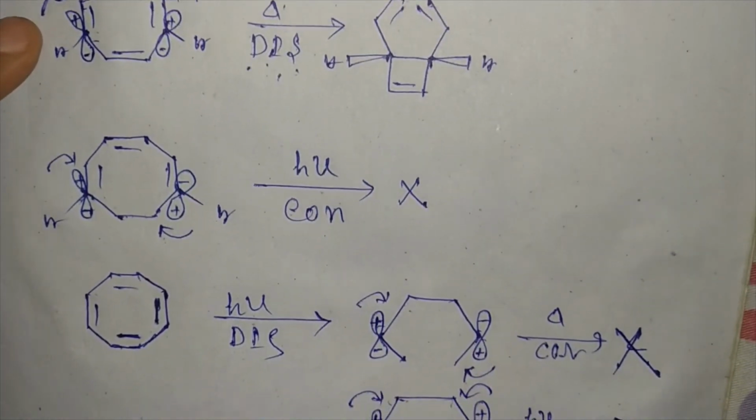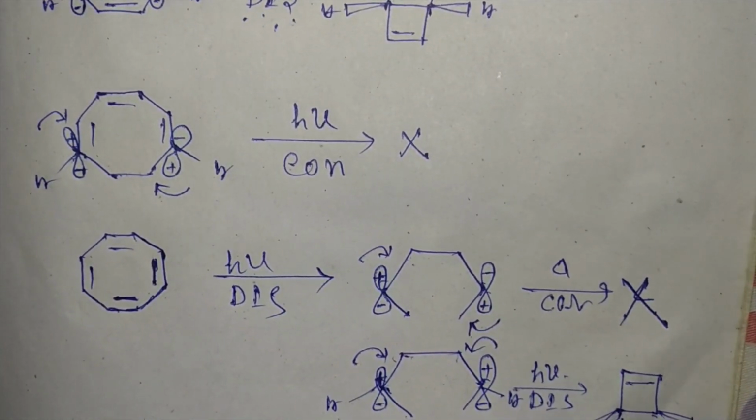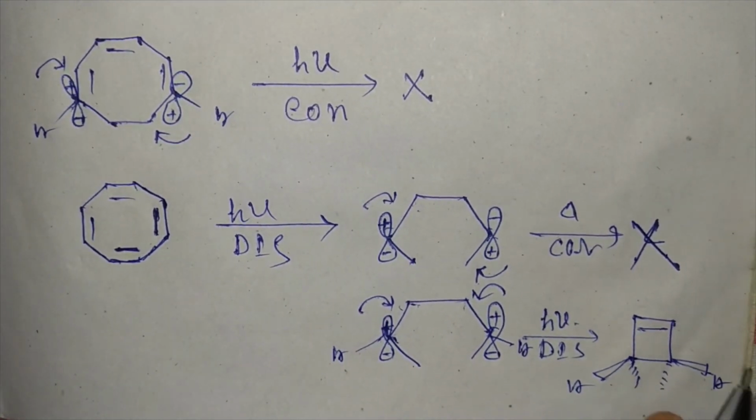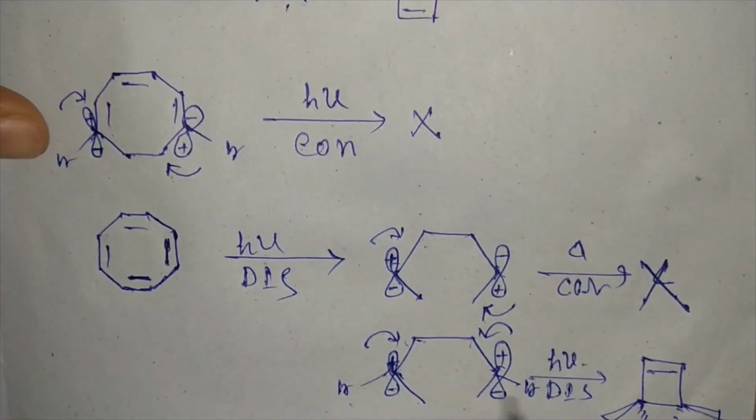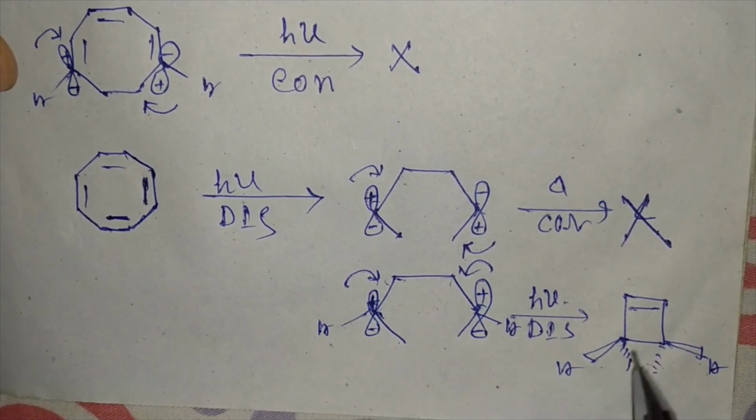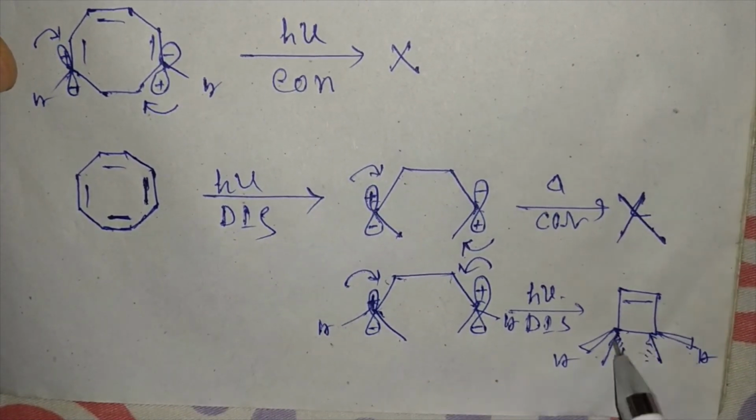Actually, if I draw this product in a fragment way, if we complete this product, the actual product will be, there will be a 6-member ring.